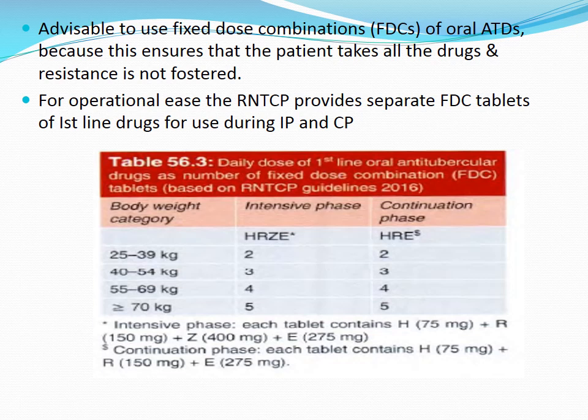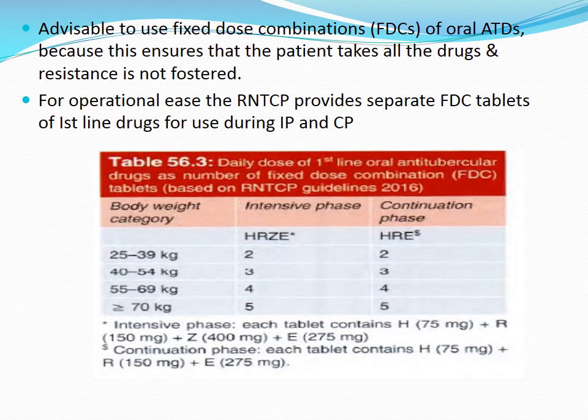In this chart, you can see the intensive phase HRZE. In one tablet there are 4 drugs, while in the continuation phase there are 3 drugs, HRE, in one tablet. Now they have made 4 categories of patient weight. Okay, the first one is 25 to 39 kg, second is 40 to 54 kg, third is 55 to 69 kg, and fourth is more than 70 kg. So these are the 4 categories of patients as far as weight is concerned.